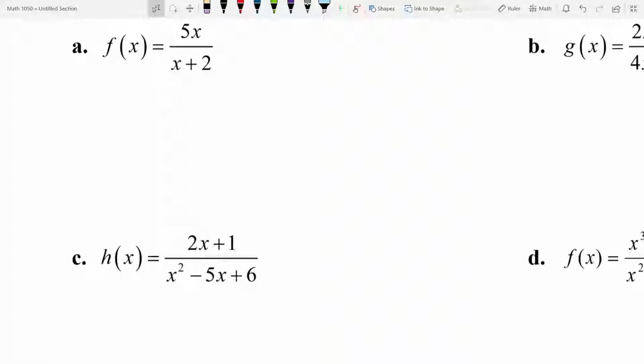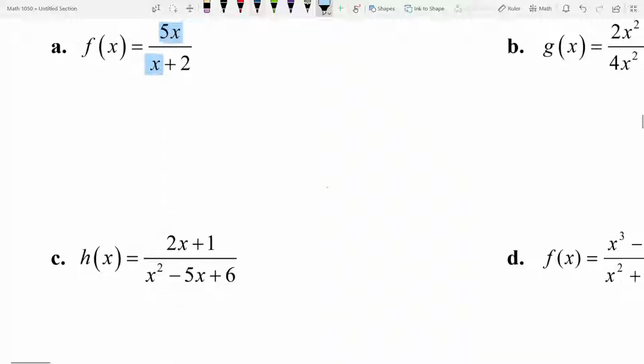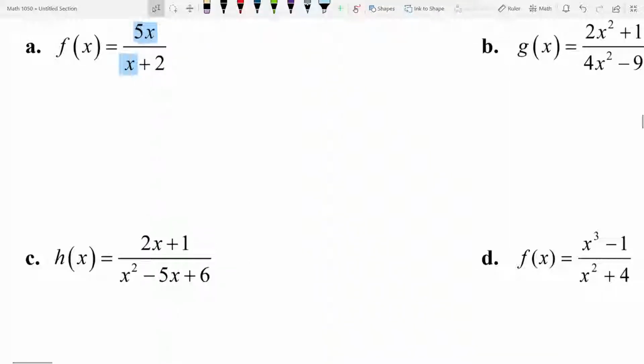Find the horizontal asymptote. Here's what you do: biggest over biggest. What I mean when I say biggest over biggest is the term that has the biggest exponent divided by the term that has the biggest exponent. Well, they're both just ones, right? So I want everybody to write y equals. You could write f of x equals, just write y equals. That would be 5x over x.